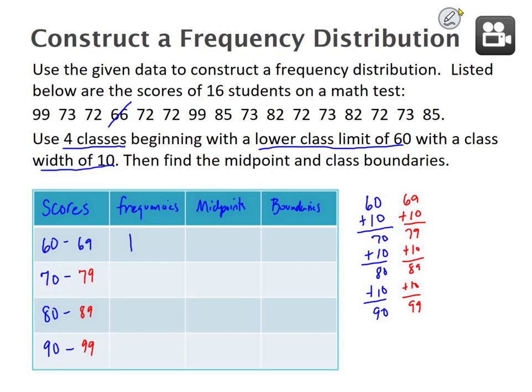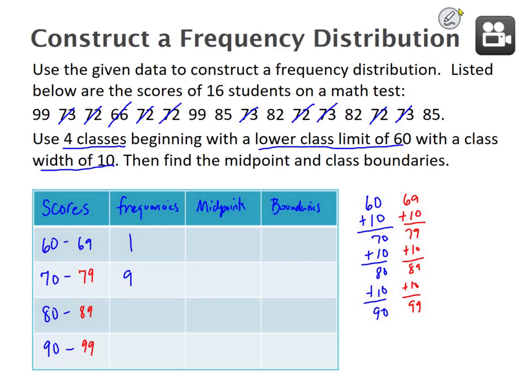From 70 to 79, so we're looking for all the data that's in the 70s. And again, if we look at our list, we have a 73, a 72, 2 more 72s, a 73, 72, 73, 72, and 73. And if we go back and count those, we have 1, 2, 3, 4, 5, 6, 7, 8, 9 frequencies, 9 test scores that were in the second class.